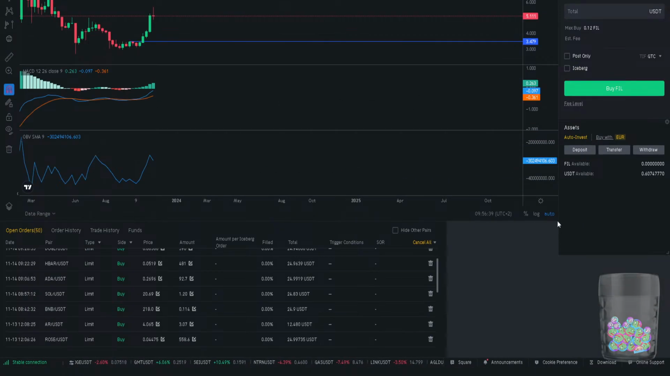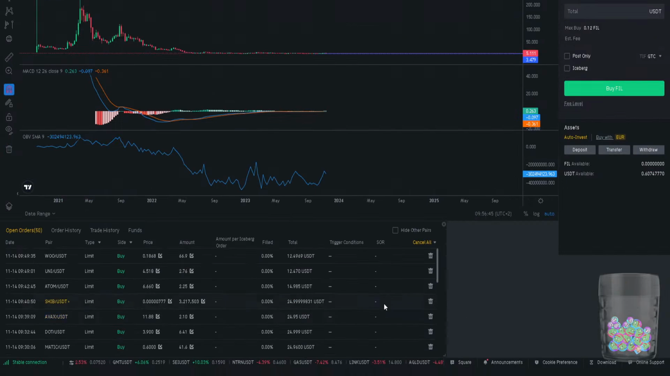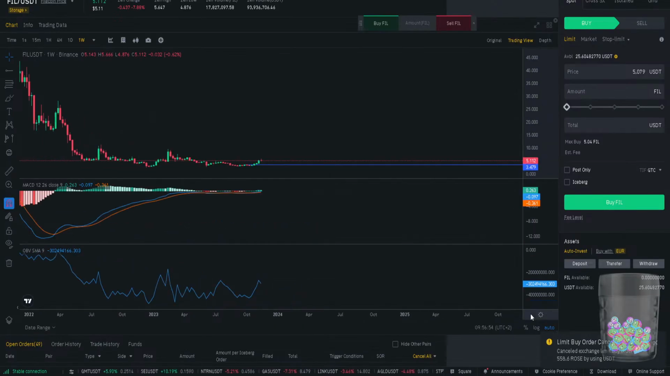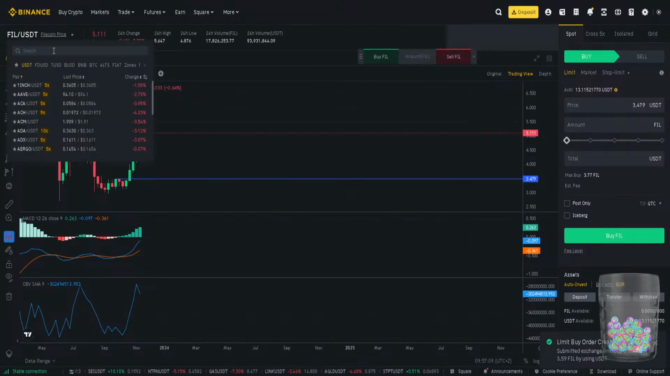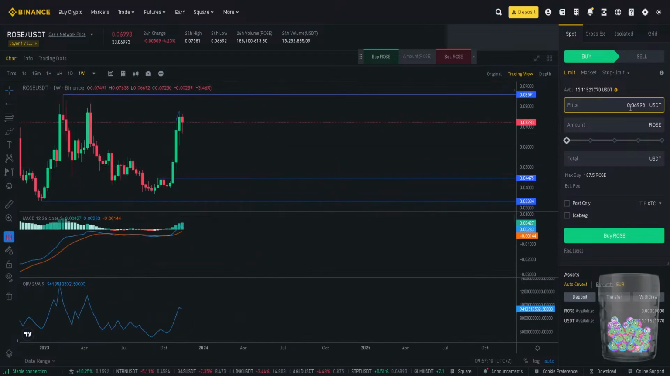Okay, I want to get some Filecoin. Do I have? Let's cancel one of these orders down here. Go back to rows. 3.4. Four, 4, 7, 5.